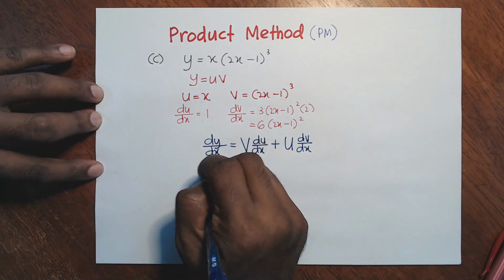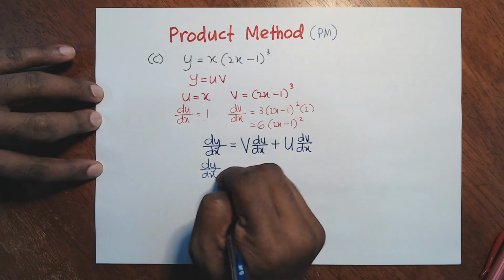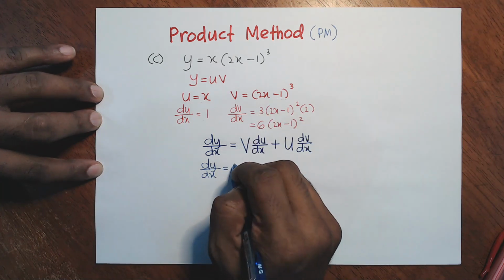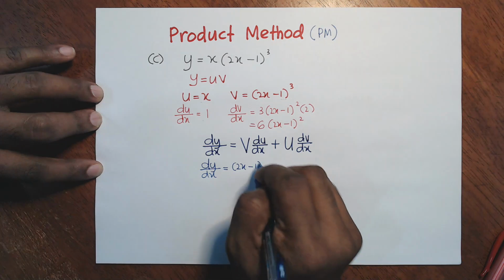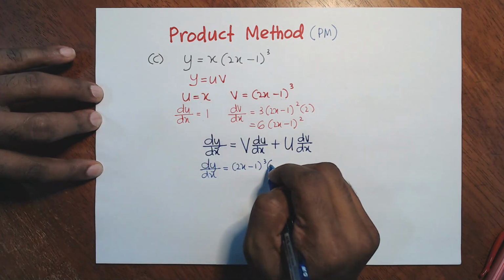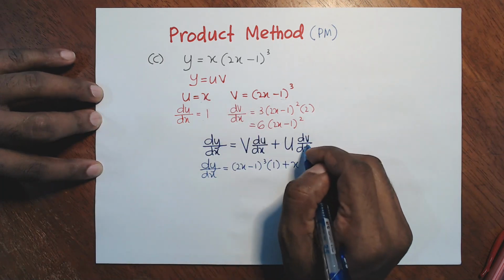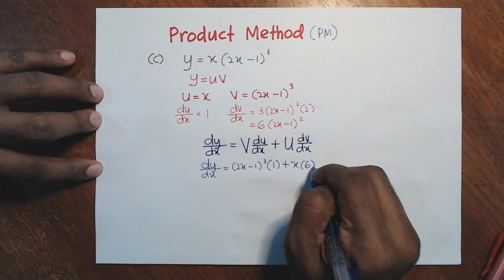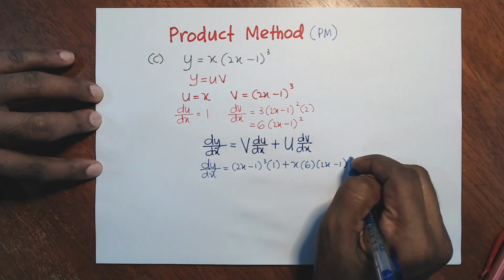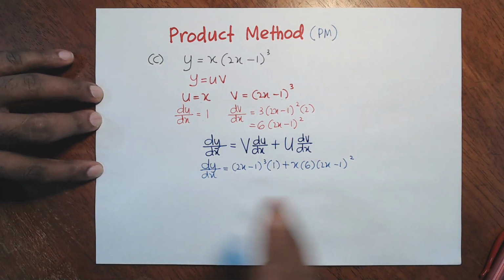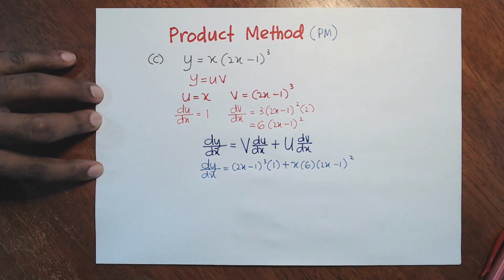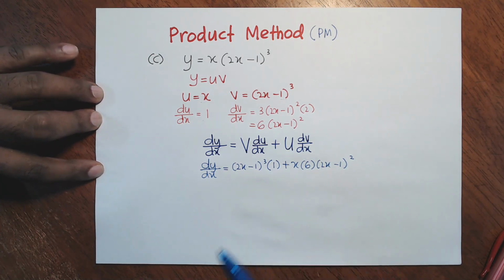So what you get is dy/dx equals v, which is (2x - 1) to the power of 3, times du/dx, which is 1, plus u, which is x, times dv/dx, which is 6(2x - 1) to the power of 2. Yes, in the beginning, it will all seem very long and complicated, but seriously guys, you will get used to it. You need practice, you will get used to it. I will be showing a lot of examples so you can practice.